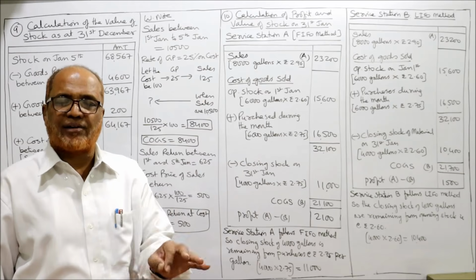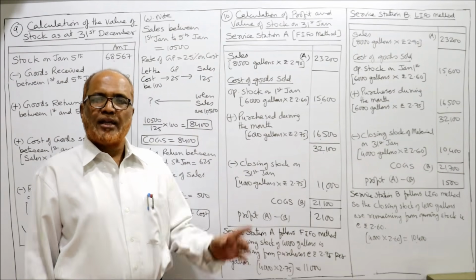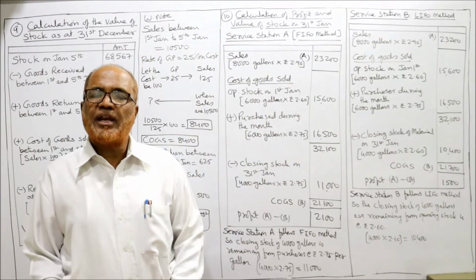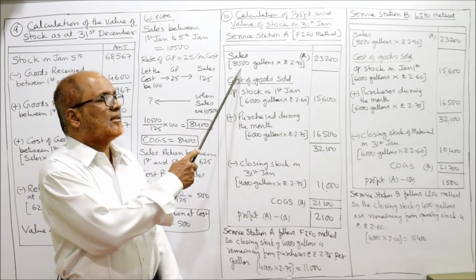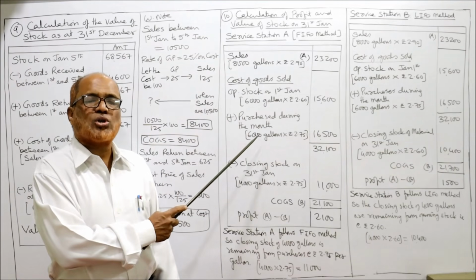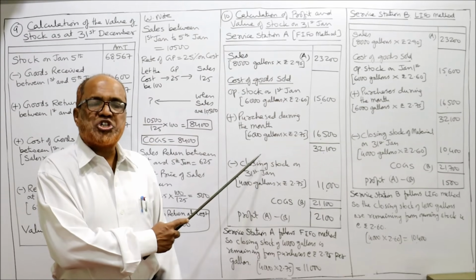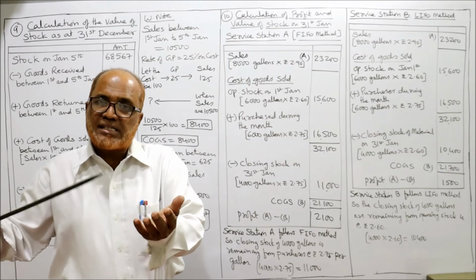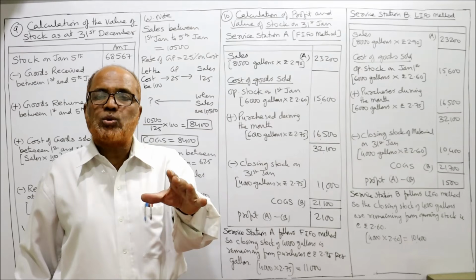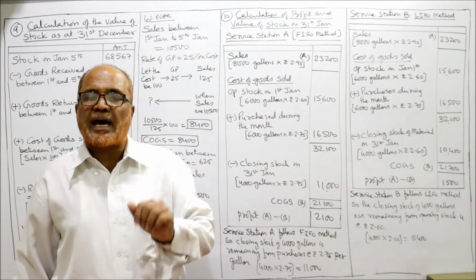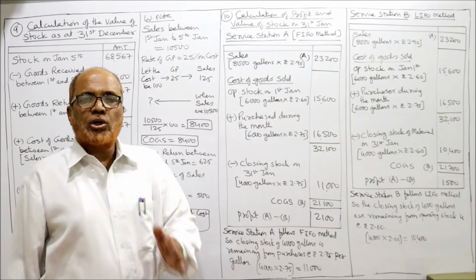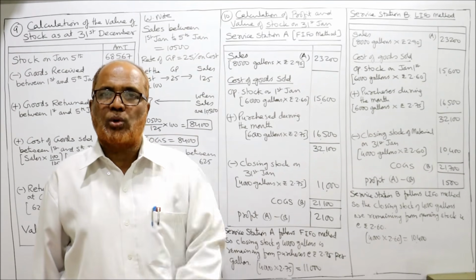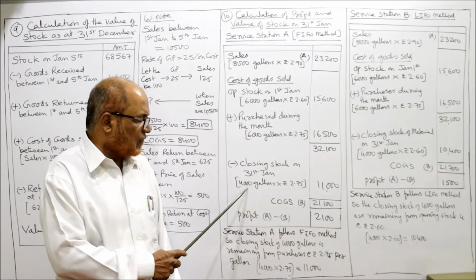Now you concentrate here. Closing stock. This service station A follows FIFO method. First in, first out. So how many gallons has it sold during the month? 8,000. How many gallons were there in the opening stock? 6,000. How many gallons purchased during the month? 6,000. So opening stock 6,000 gallons, purchases 6,000 gallons, totally 12,000 gallons. Out of 12,000 gallons, 8,000 gallons are sold. So 12,000 minus 8,000, 4,000 gallons are remaining unsold. So closing stock on 31st January is 4,000 gallons.